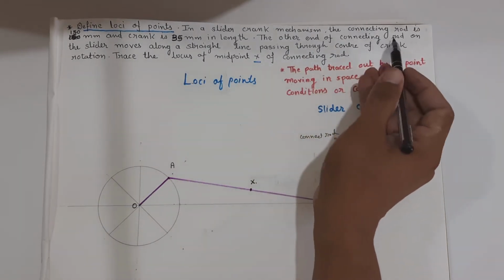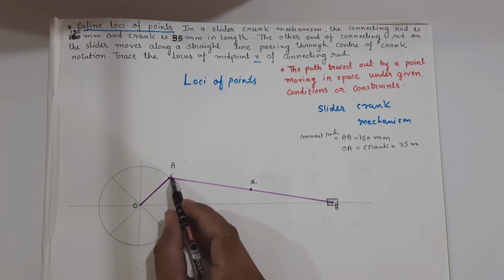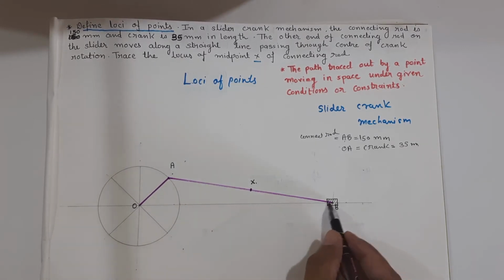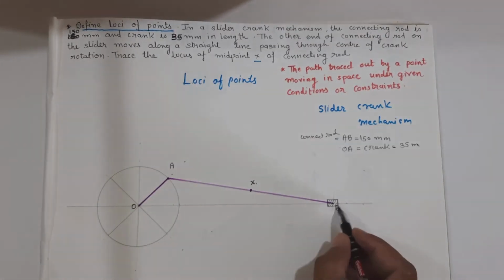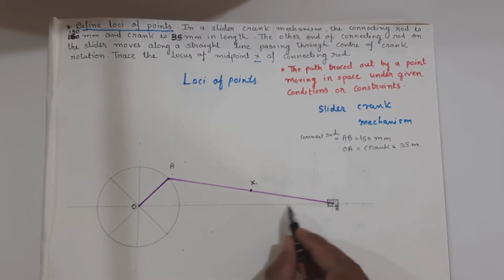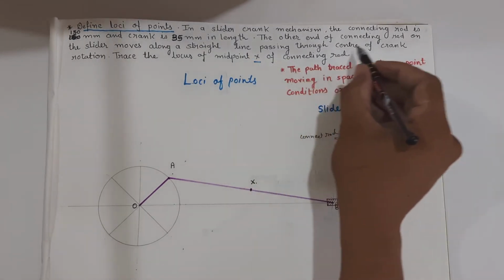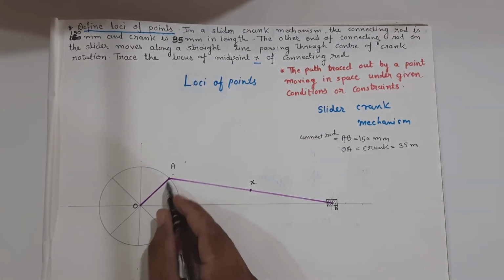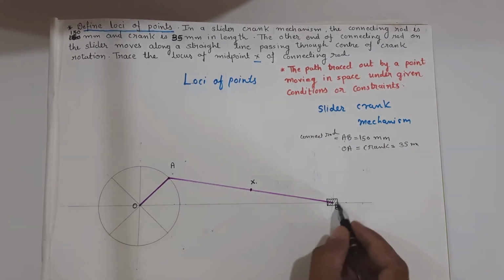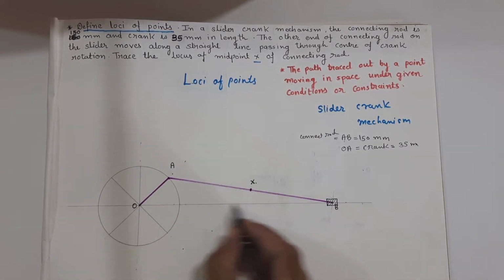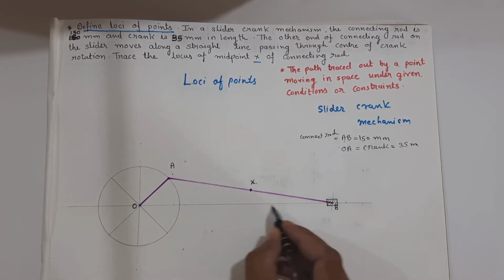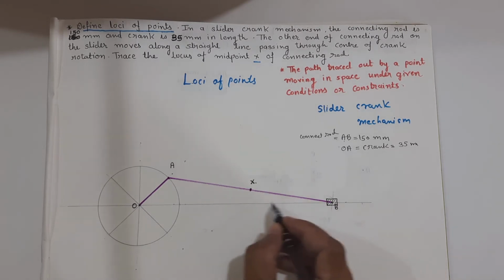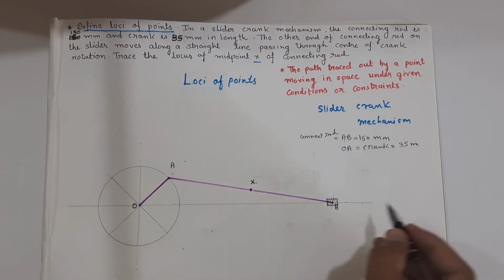The other end of the connecting rod: one end is attached to the crank and the other end of the connecting rod, the end B, on the slider moves along a straight line. The point B shows us this slider. So the slider moves on a straight line passing through the center of the crank. This is the crank and this is the center of the crank. So this point B will slide like this with to and fro motion.